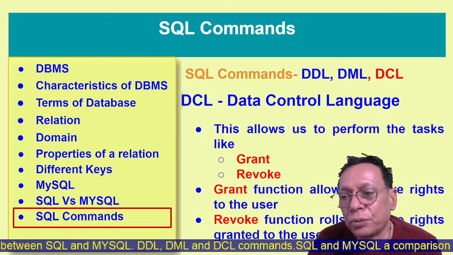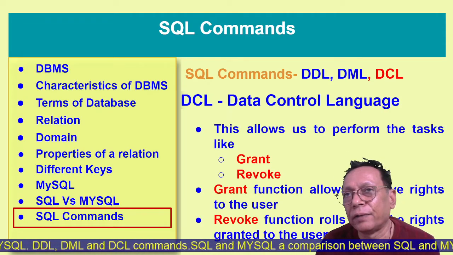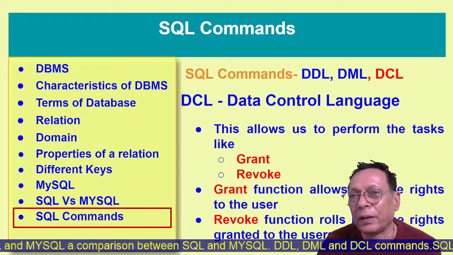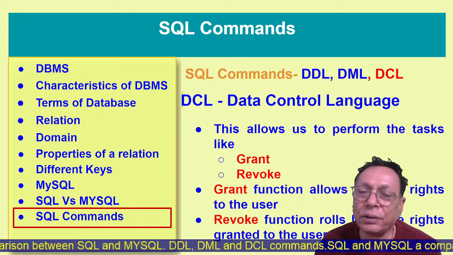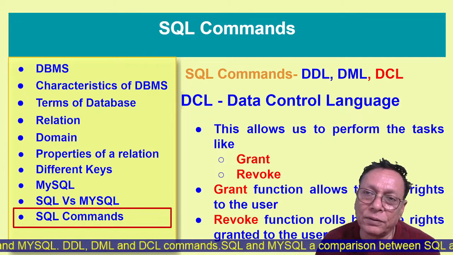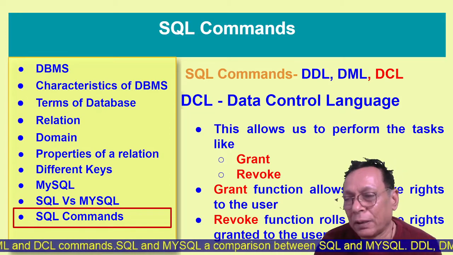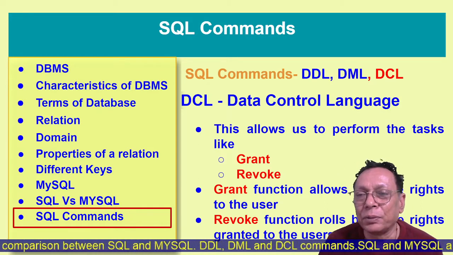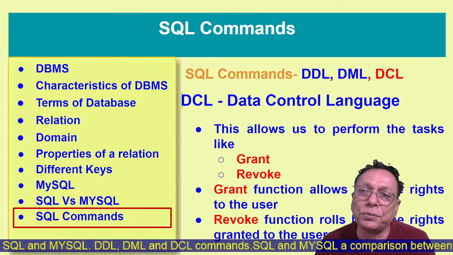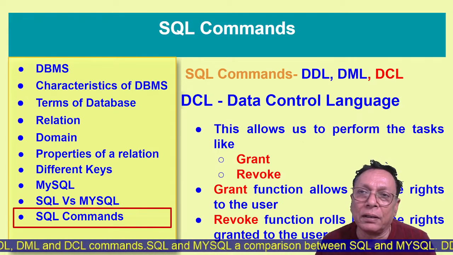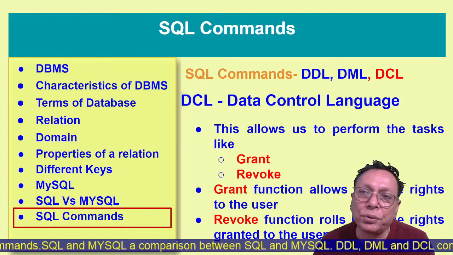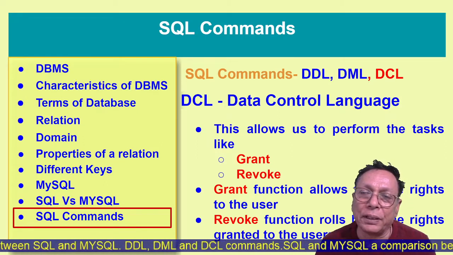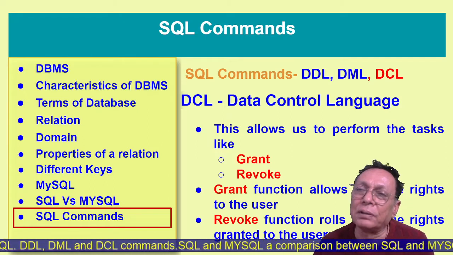DCL allows us to perform tasks like the grant and revoke functions. What is grant and what is revoke? Though these commands are not in your course because DCL is already out of your syllabus, I should give the reference of these two functions. Grant means, as administrator, you can add users to your database. You can add multiple users to your database so that users can work on the same database.